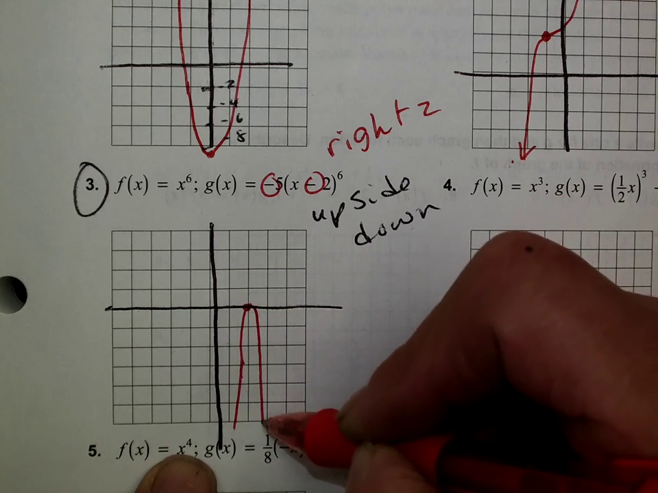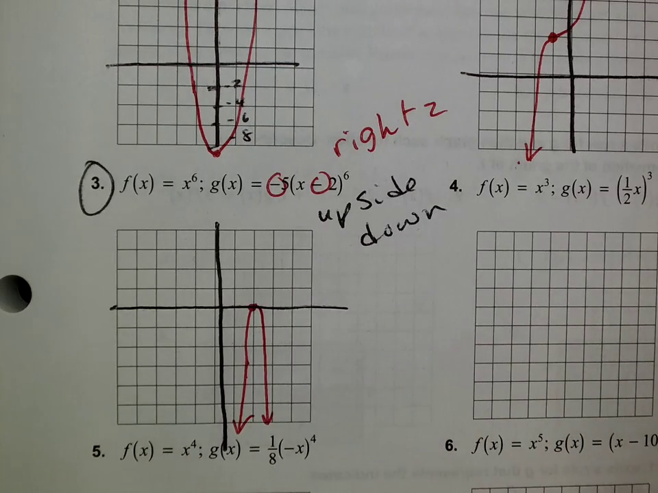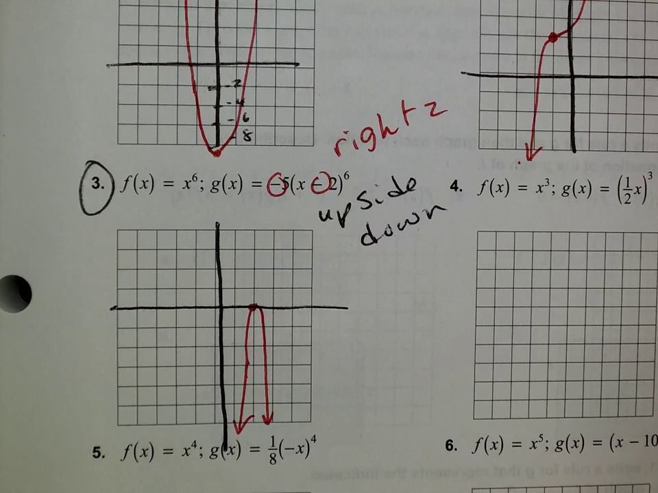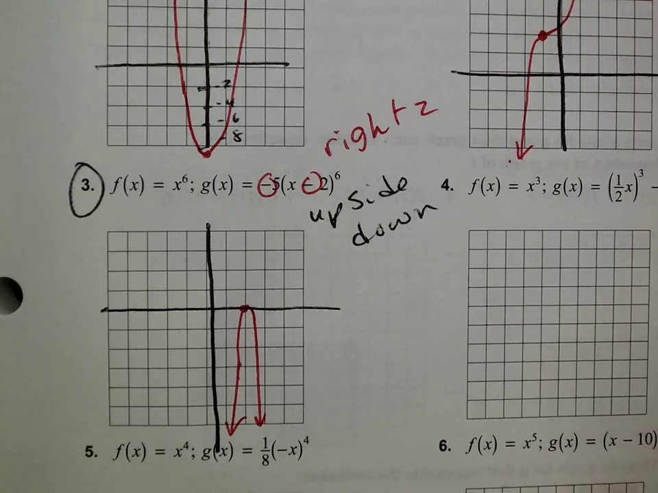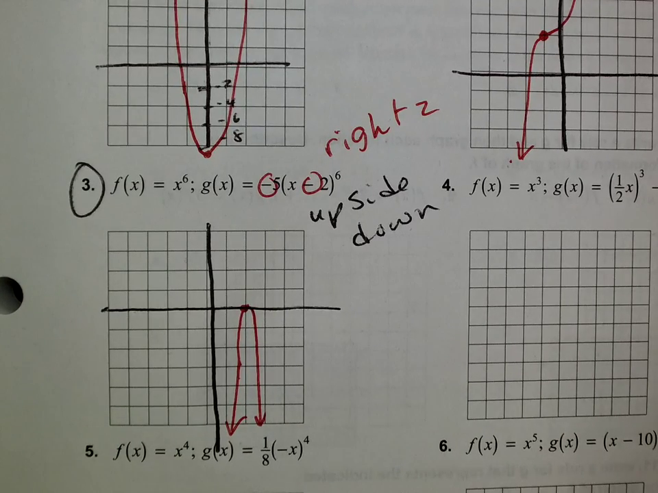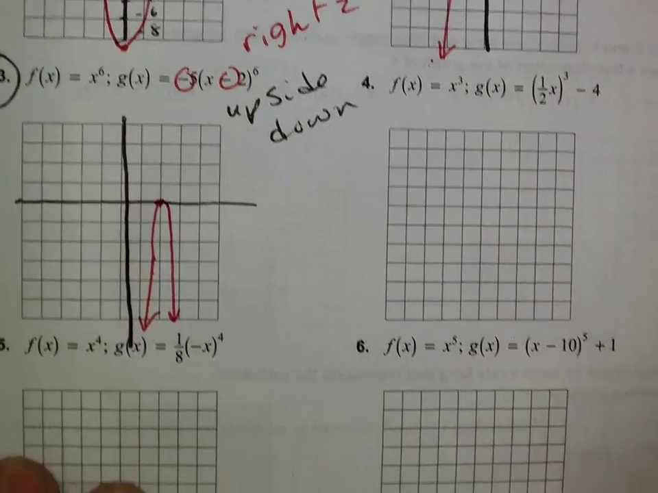That's not even a very good graph of it, but there it is, okay? It's upside down. And again, I don't care if it's super accurate as long as it's the right shape in the right place. Does that make sense? All right, let's do number 6, and then we'll turn the page, okay?